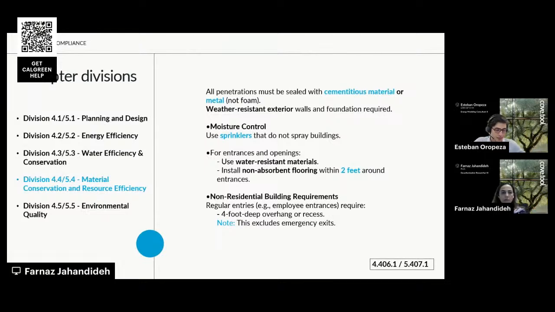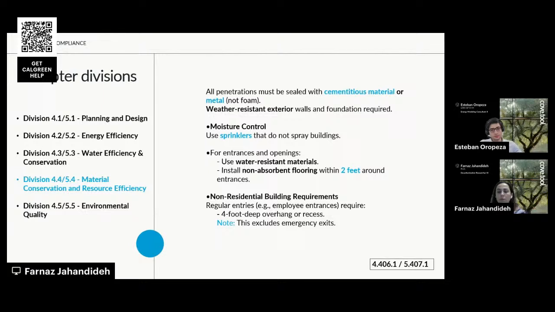All right. So, thank you, Esteban. From this division, which is Division 4, I would continue the rest of the presentation. This division is about material conservation and resource efficiency. Just a couple of quick notes here.